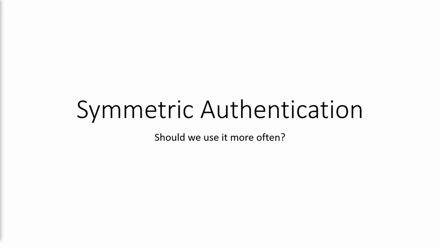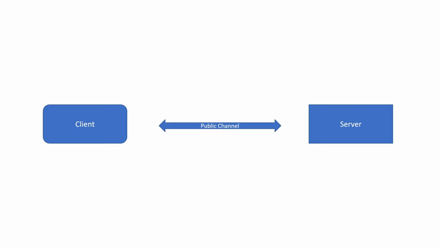Symmetric authentication. Should we use it more often? When talking about end-to-end encryption or communication over a secure channel, we're dealing with a client and a server. I suppose this could be another client, but in this case, we'll say it's a server. And the communication happens over a public channel. That is, people can see the data that's being transmitted.